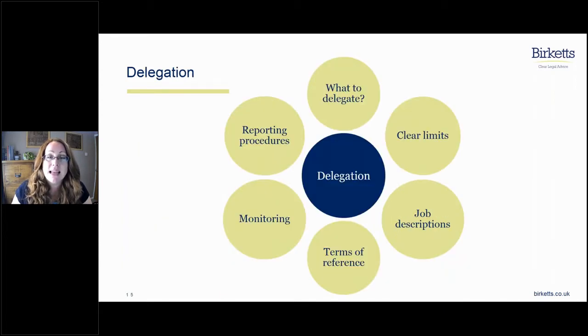In terms of delegation, again, this is a decision, and the same decision-making process should apply. So deciding what to delegate will vary very much depending on the activities of your charity. What do we delegate? What are the limits of that authority? Job descriptions and terms of reference are extremely useful in being clear about the levels of authority and the roles that are being delegated by the board.